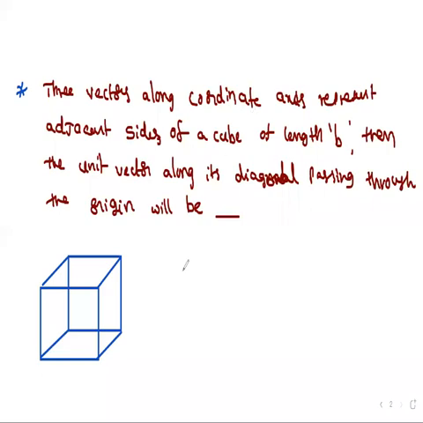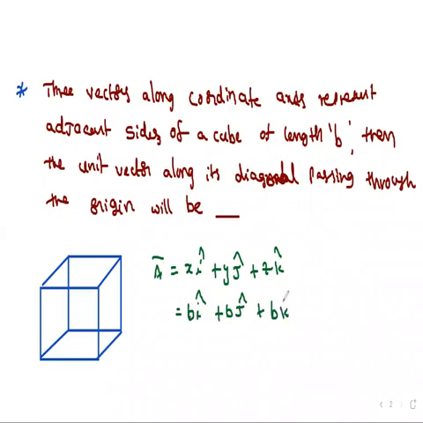The vector given is x i cap plus y j cap plus z k cap, which is the general equation. But all the three sides are given as b only, so the magnitudes of all of them are b. So it is b i cap plus b j cap plus b k cap.